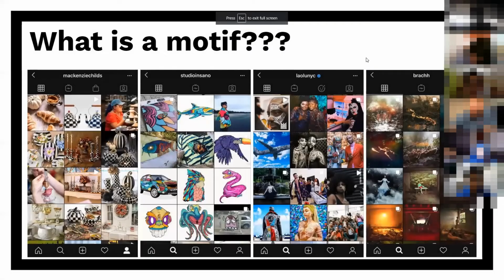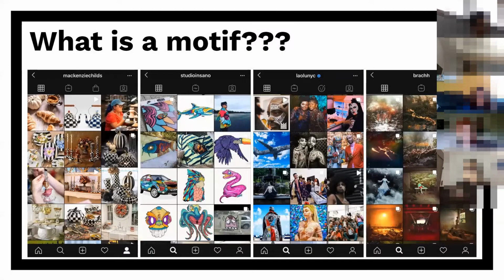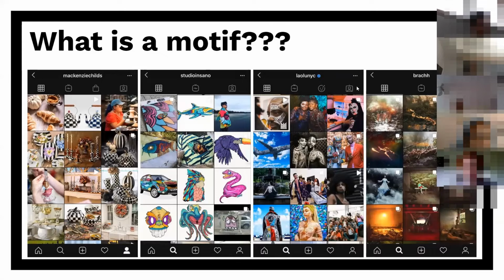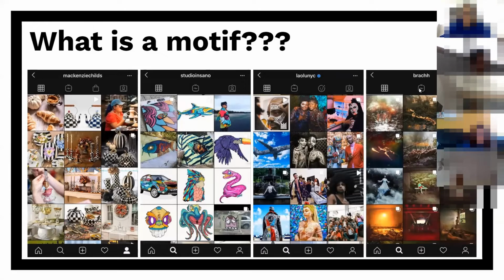Those of you who are a little bit more visual and you like art, what do you notice in this first artist right here, Mackenzie Childs? Pattern. Black and white pattern. Checkered pattern. Okay, so there's many different household items: plates, tea kettles, pots, vases, and other kitchen implements. But all of them, in some way, shape, or form, have that checkered pattern.